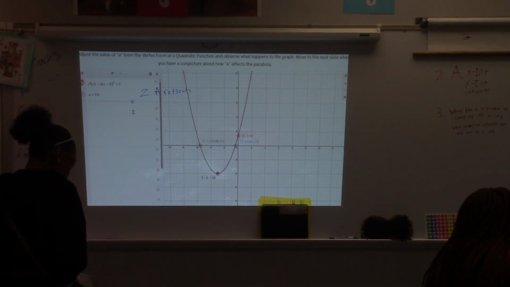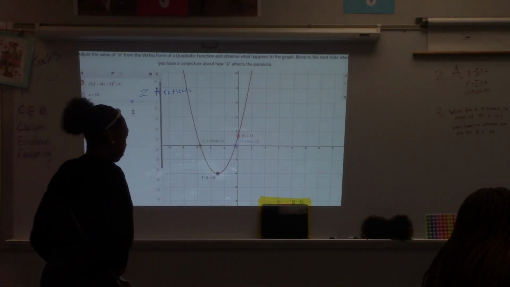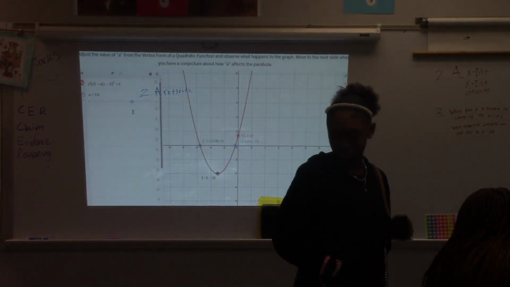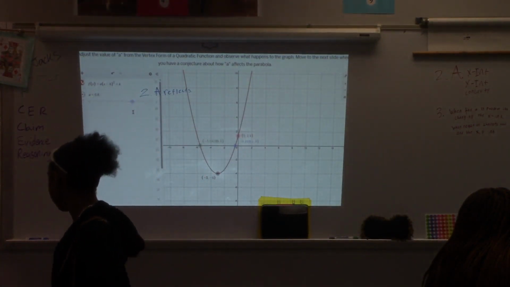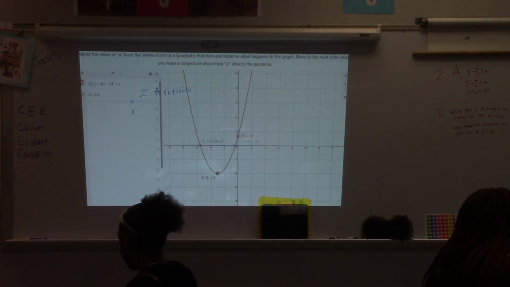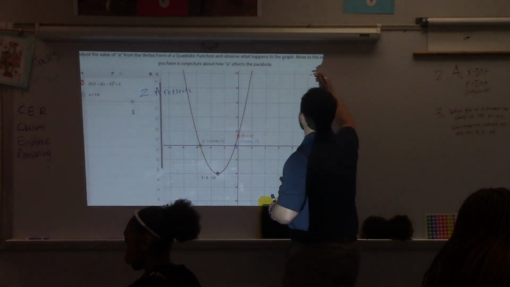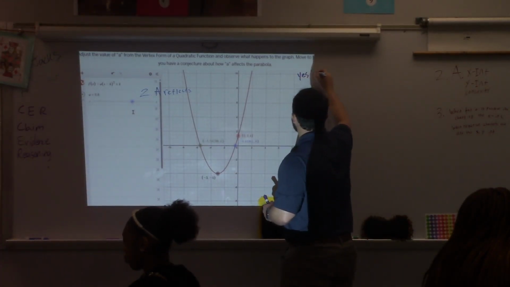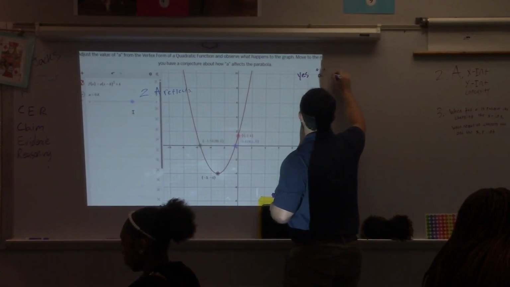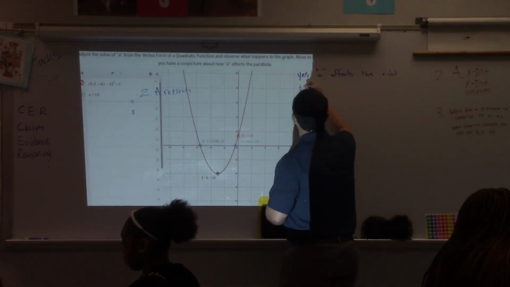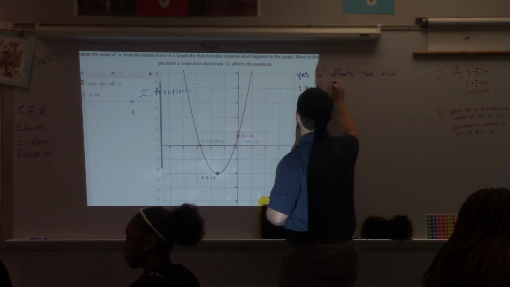So let me say that one more time. A does change x and y intercepts, okay? But when I look at A, I don't immediately know what the x-intercepts are or immediately know what the y-intercepts are, okay? So just because it's changing doesn't mean that that's what I automatically know. So yes, A affects the x-intercepts and y-intercepts, but that's not the priority here.